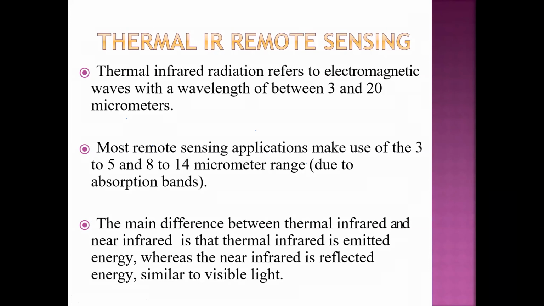So, the main difference between thermal infrared and near infrared is that thermal infrared is emitted energy, whereas near infrared is reflected energy, similar to the visible energy. So this is the main difference between thermal infrared and near infrared. Okay, it is reflected in near infrared, and in thermal infrared it is emitted. Emitted means what? It absorbs at first, and then with respect to the temperature gradient, it emits. Okay.